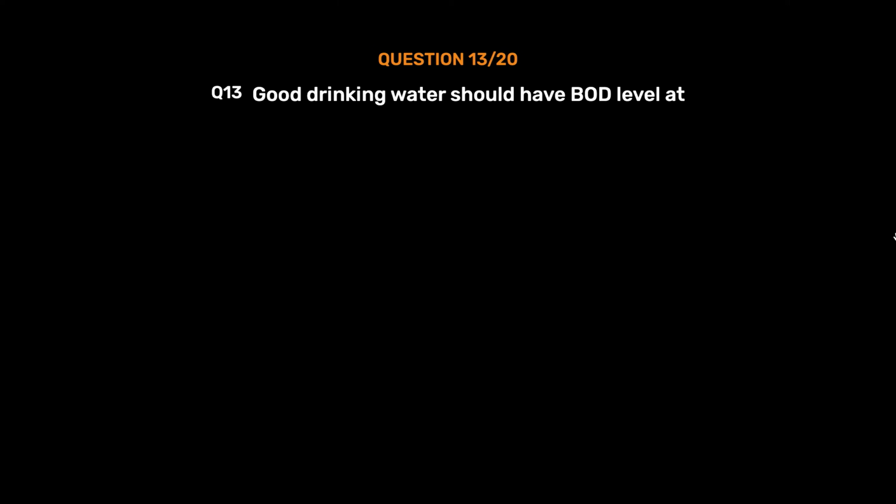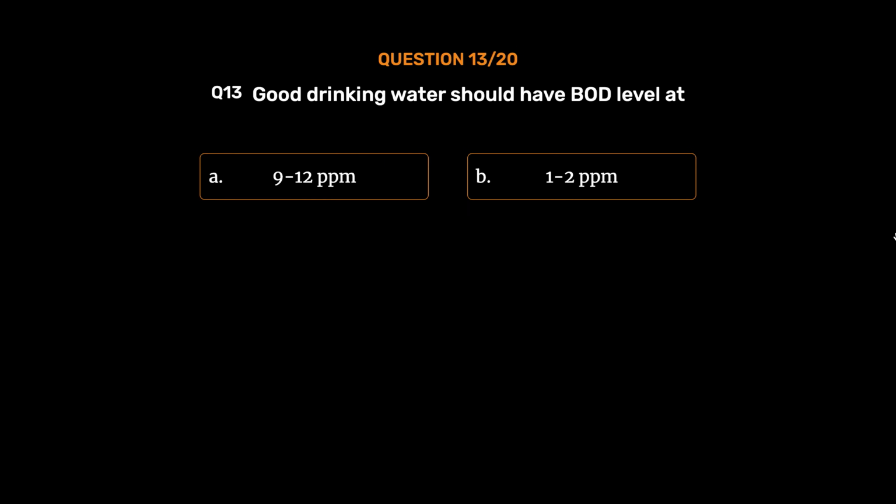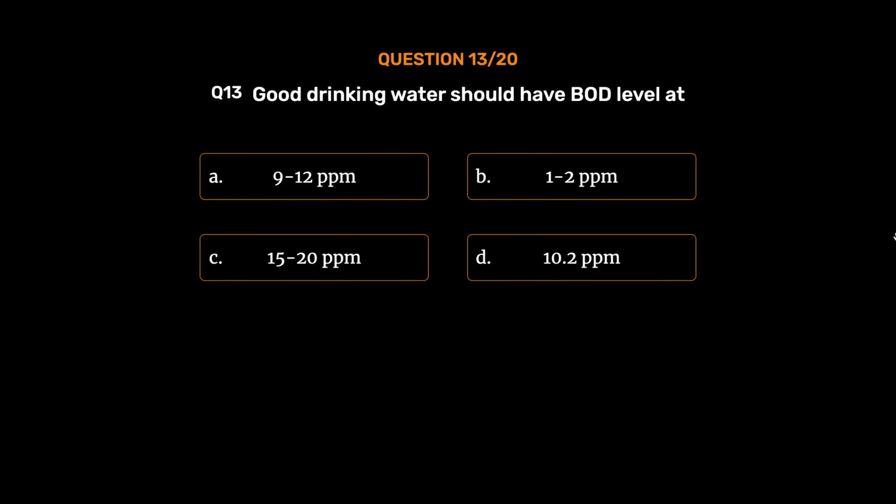Question number 13. Good drinking water should have BOD level at option A, 9 to 12 parts per million, option B, 1 to 2 parts per million, option C, 15 to 20 parts per million, option D, 10.2 parts per million. The correct answer is option B, 1 to 2 parts per million.